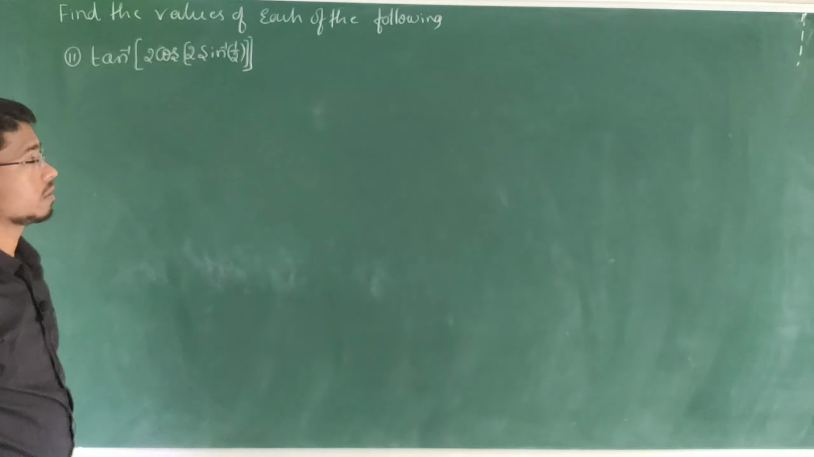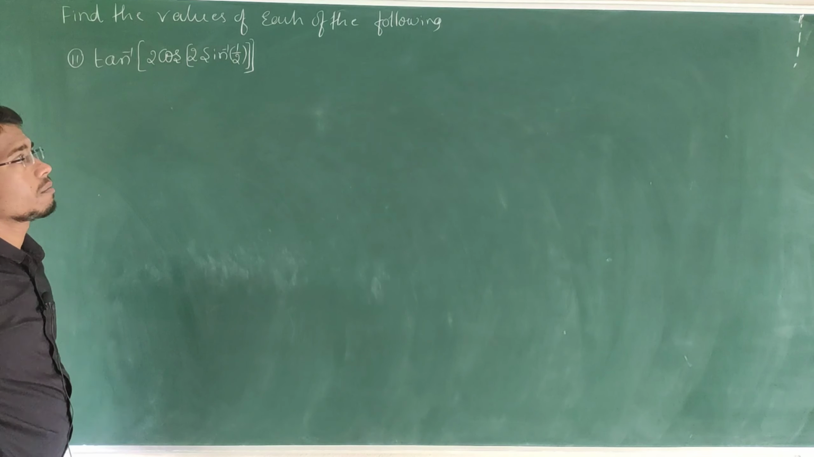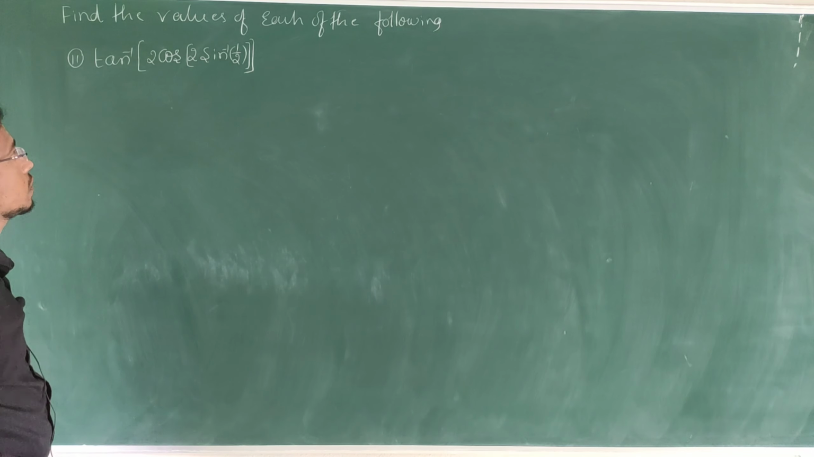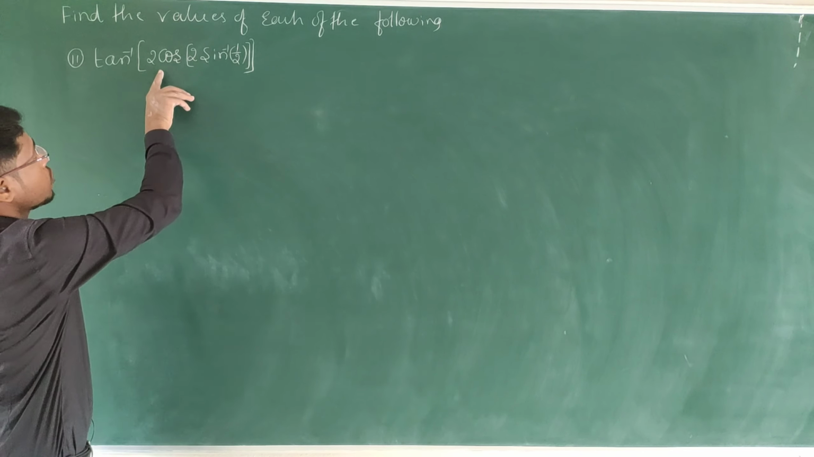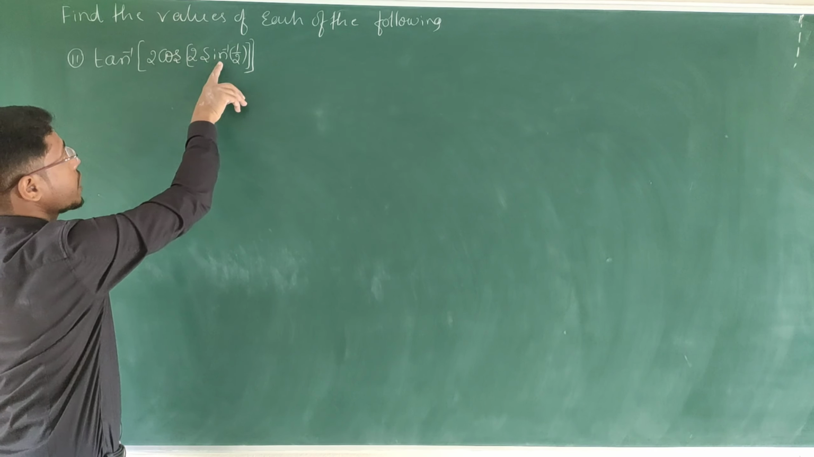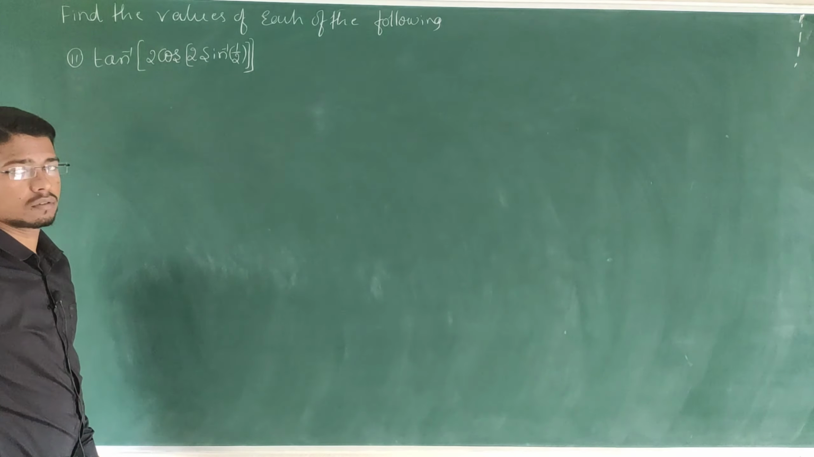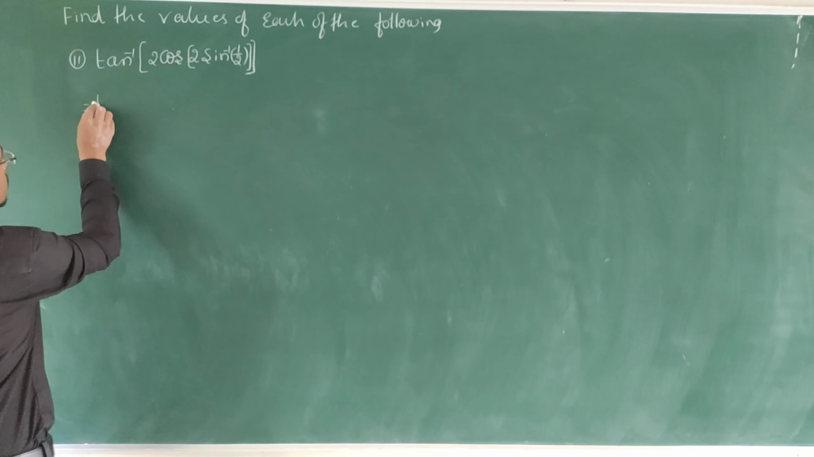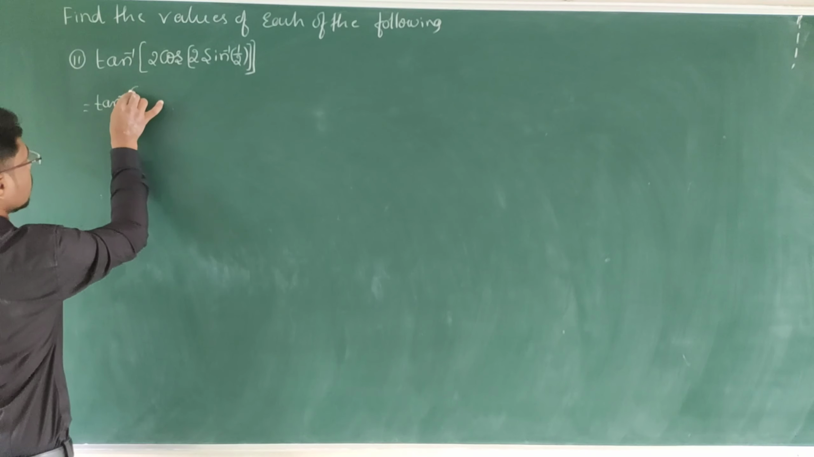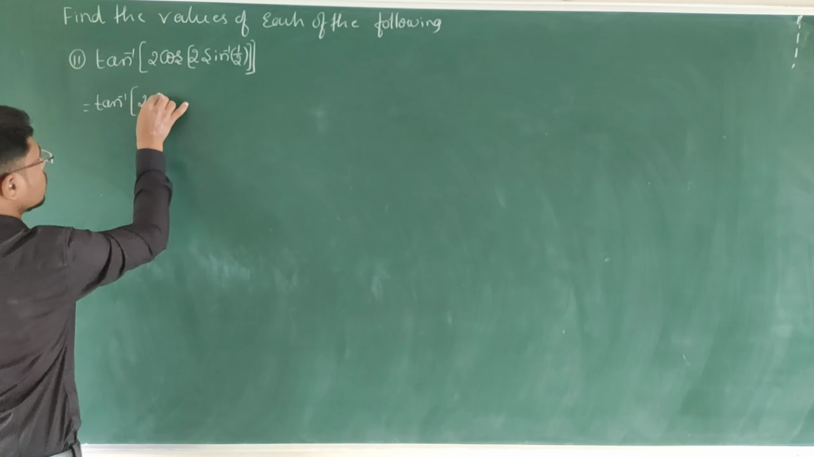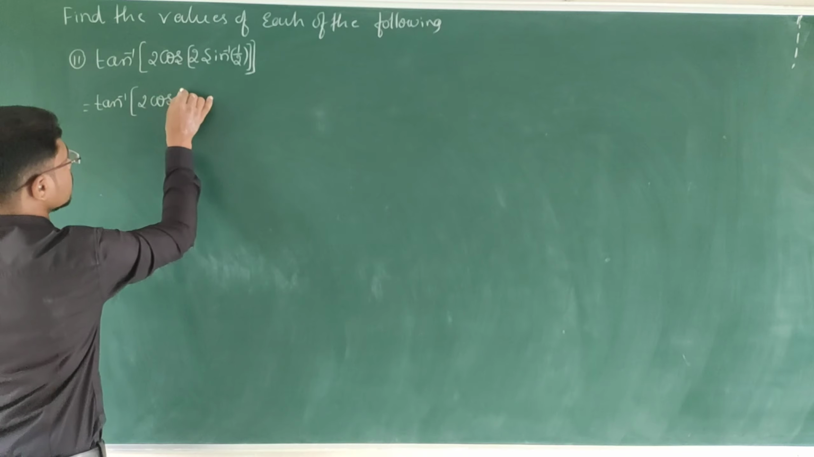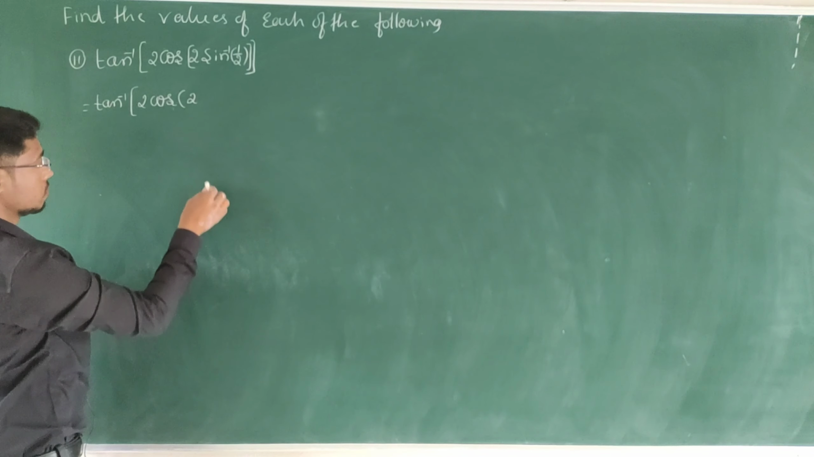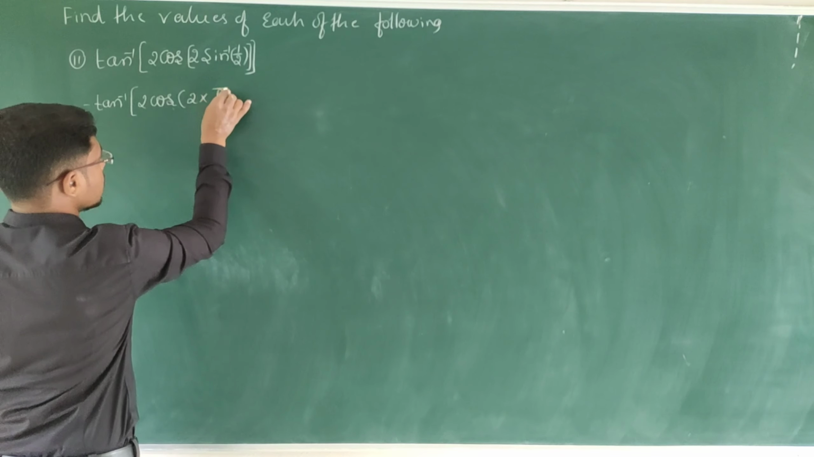Okay, the next question: find the values of each of the following. In that 11th question, tan inverse of 2 cos of 2 sin inverse of 1 by 2, we have to find the value of this. Okay, so let us see. Solve the inner brackets first: 2 sin inverse of 1 by 2, that is, pi divided by 6.